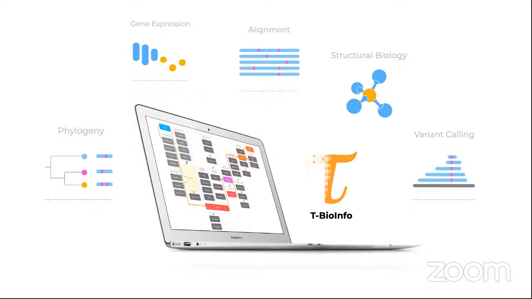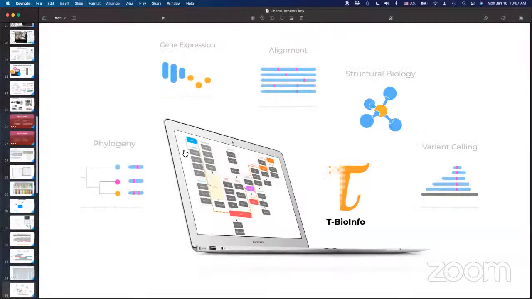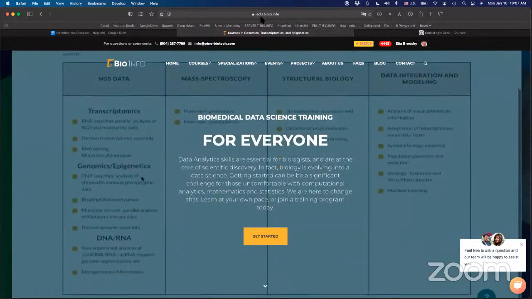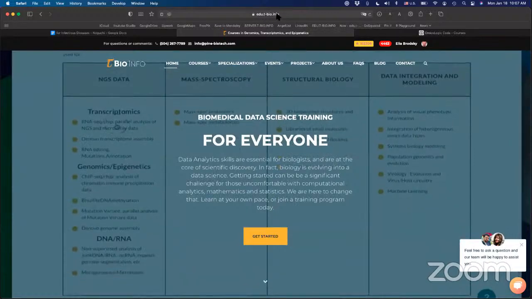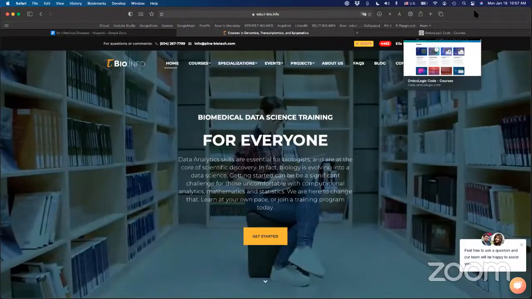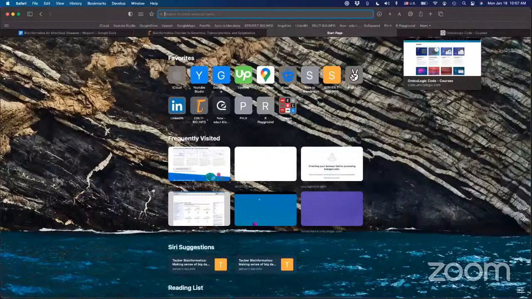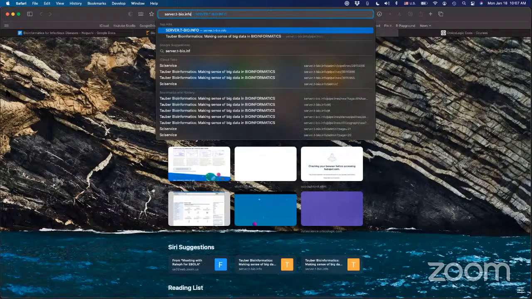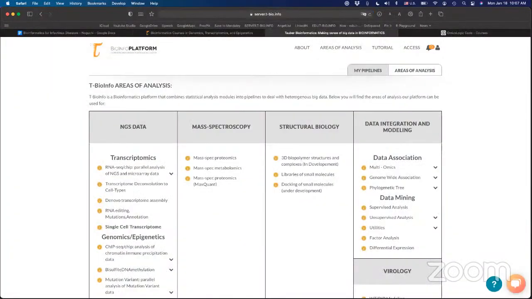Now, in the context of such practical analysis, we will use our T-Bioinfo platform for big data. So let me show you what that looks like. So again, this is the educational portal, edu.t-bio.info. Now we can go to server.t-bio.info. And so Bibsa, if you could please post the link and also a demo account.